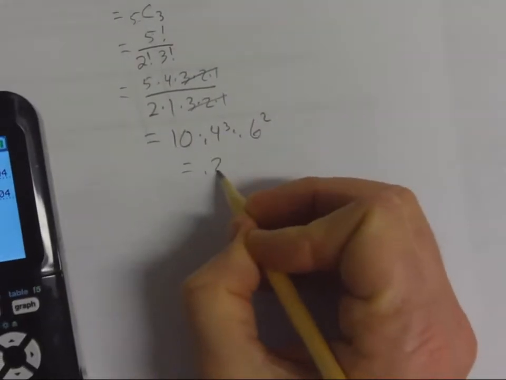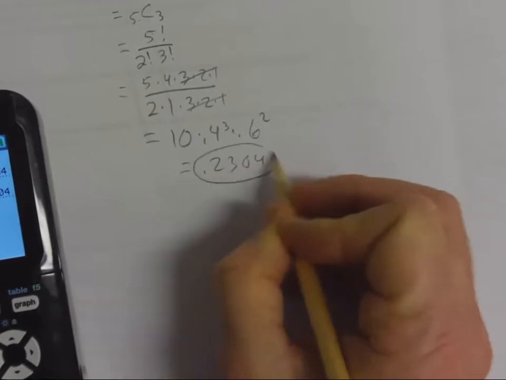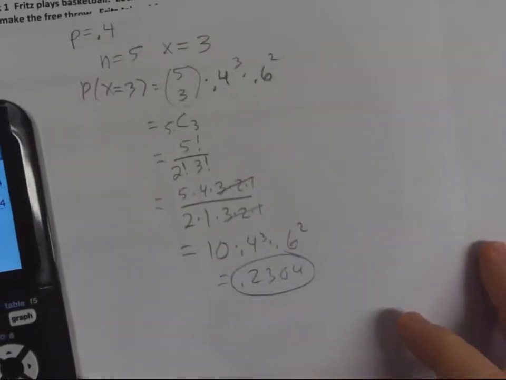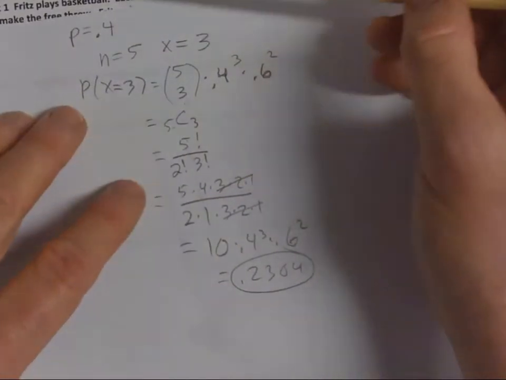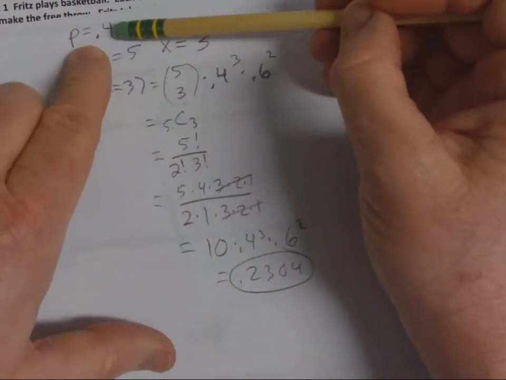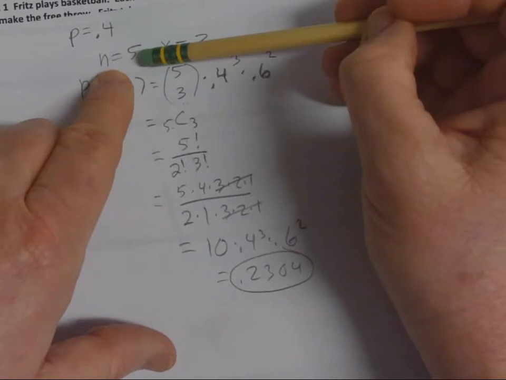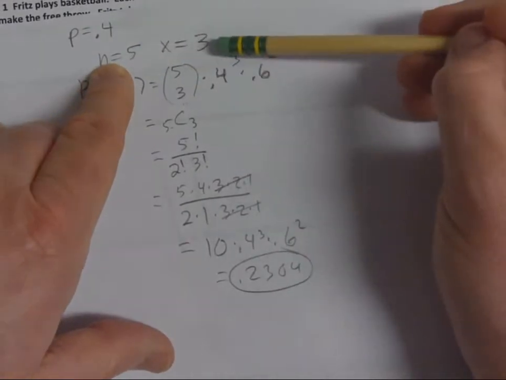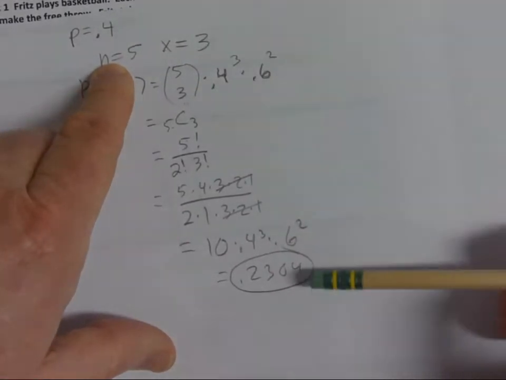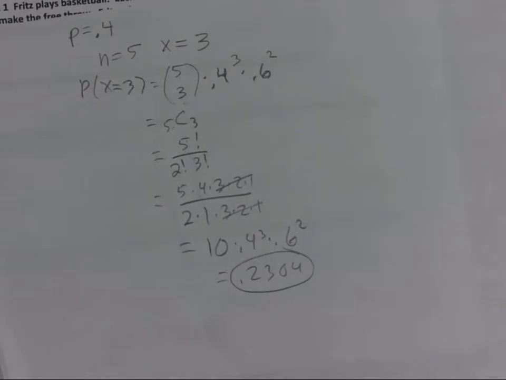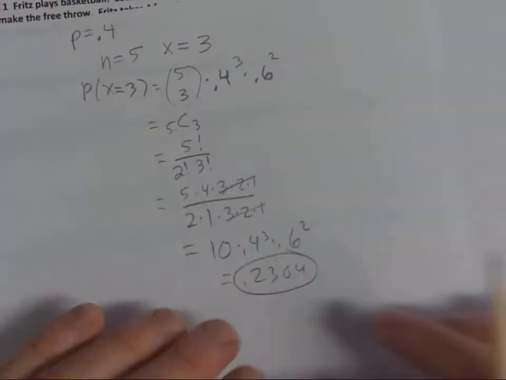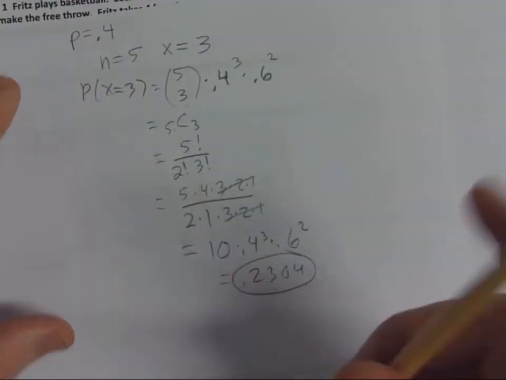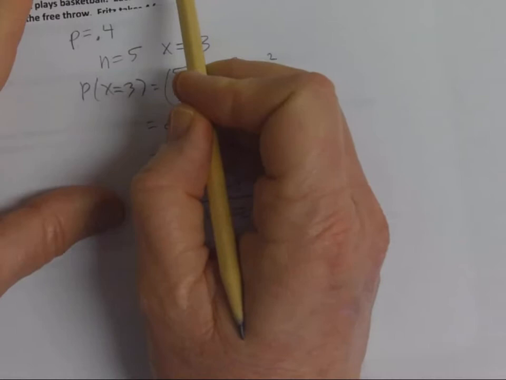So that is 0.2304. So there's about a 23% chance that, whatever the context is here, let's say 40% of people in a city own a house, if you randomly select 5 of them, what's the probability that exactly 3 of the 5 own a house? So that's the question that is being answered. And then we've also got a shortcut with your calculator in that regard, but that's how you do a binomial calculation by hand using that formula. And that's on your formula sheet.